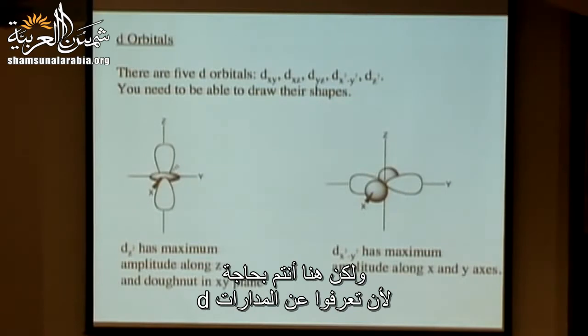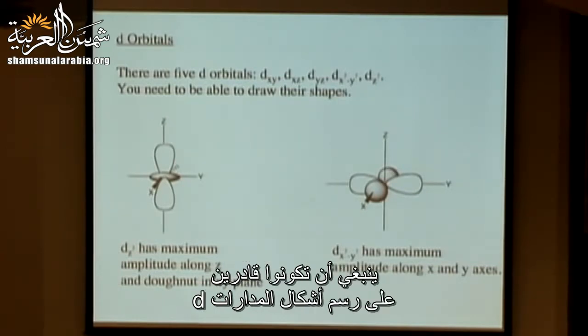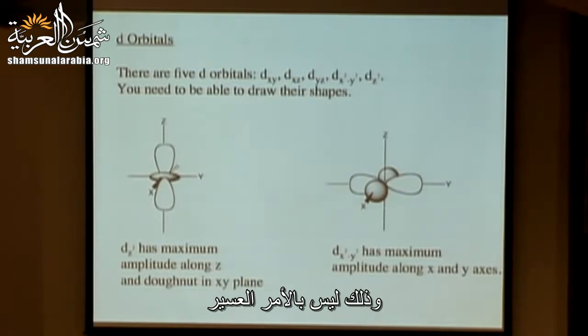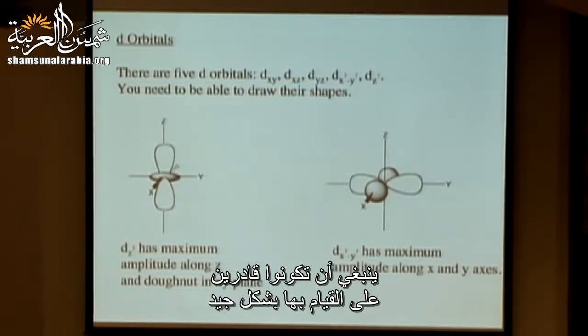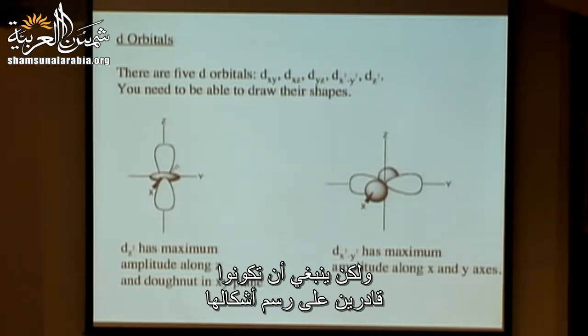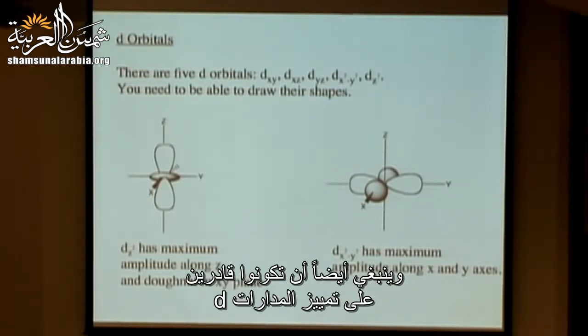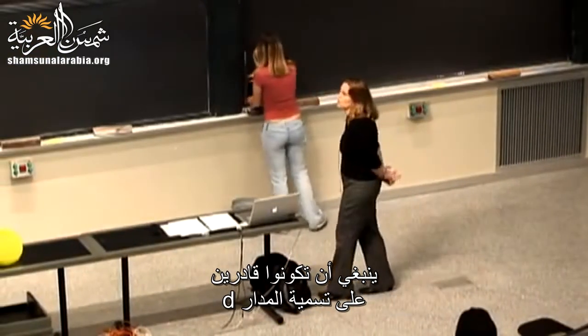But here is what you're going to need to know about the d orbitals. You need to know the names of all the d orbitals. You should be able to draw the shapes of the d orbitals. The bar is not too high for this. You see the drawings that are in your handouts. You should be able to do about that well. It doesn't have to be super fancy. But you should be able to draw their shapes, and also recognize which d orbital it is. If you have a picture of different d orbitals, you should be able to name that d orbital.